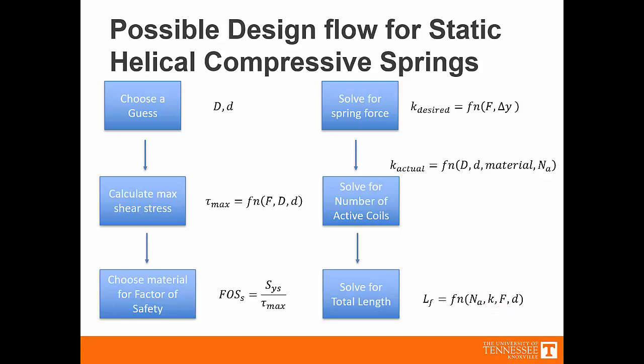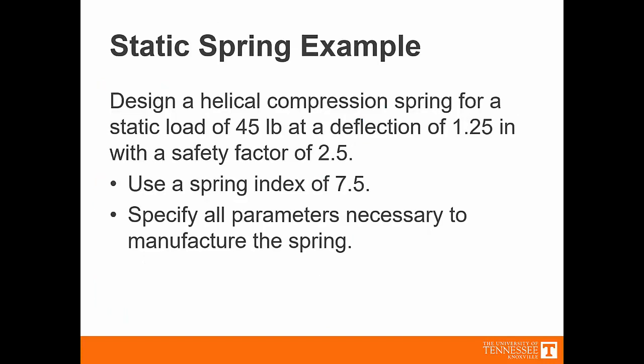All right, so this gives us kind of a generic idea of how to solve, or at least one possible design flow for, static helical compressive springs. Let's take a look at a specific example. So suppose I have a helical compression spring. We've got a static load of 45 pounds and a deflection at that static load of 1.25 inches with a factor of safety of 2.5. We're going to be told at the beginning of this problem to go ahead and use a spring index of 7.5. Remember, it needed to be between 4 and 12, so that's satisfactory. And then we need to specify all parameters necessary so that we can actually produce this spring.